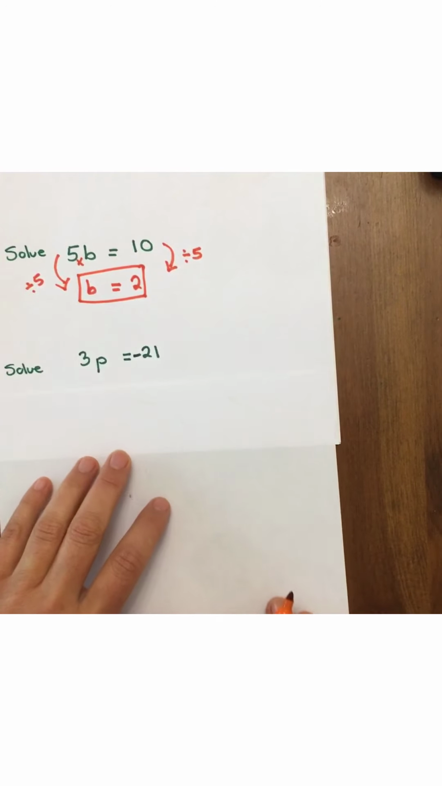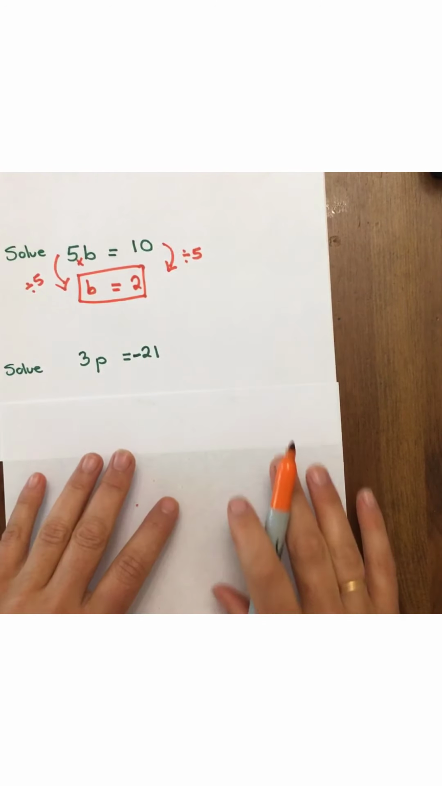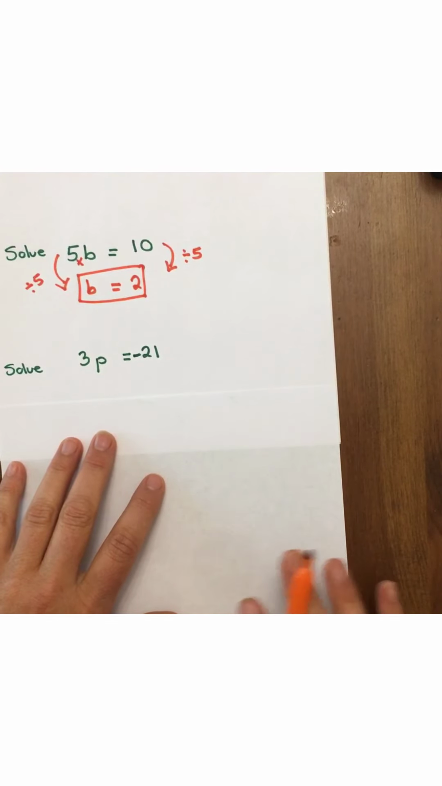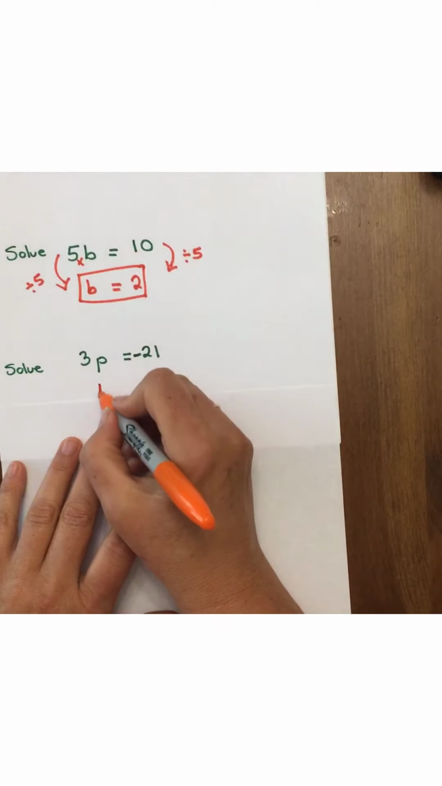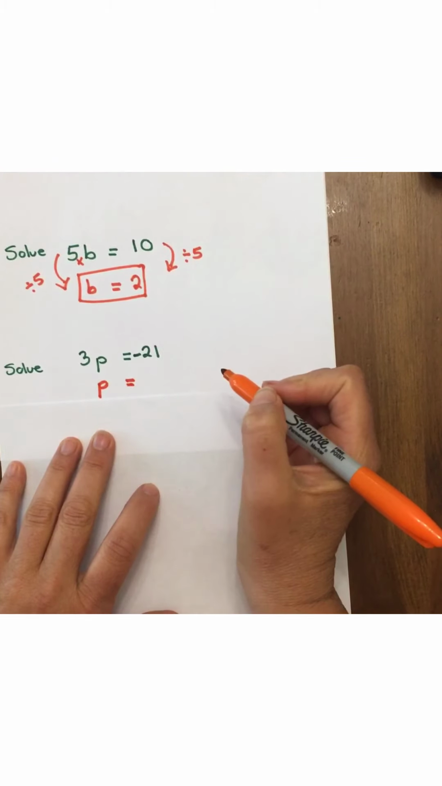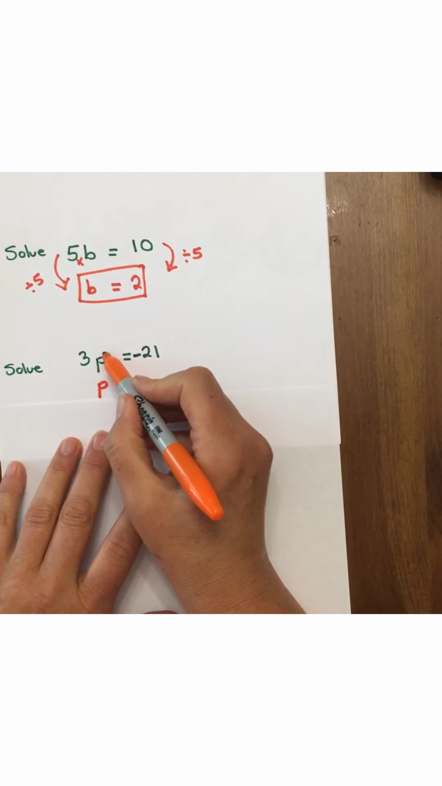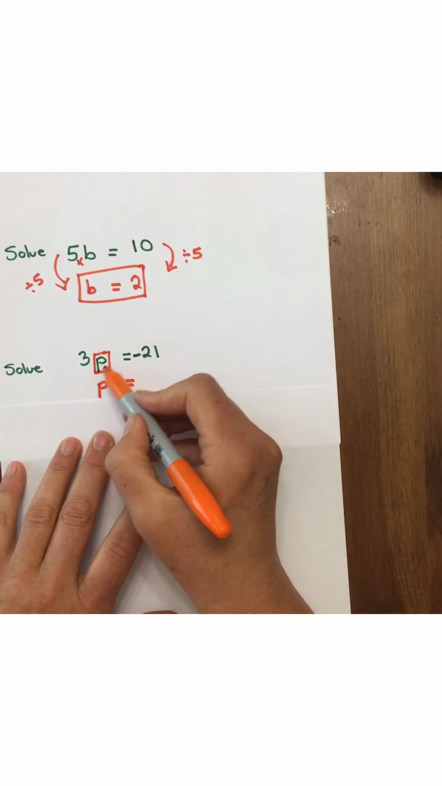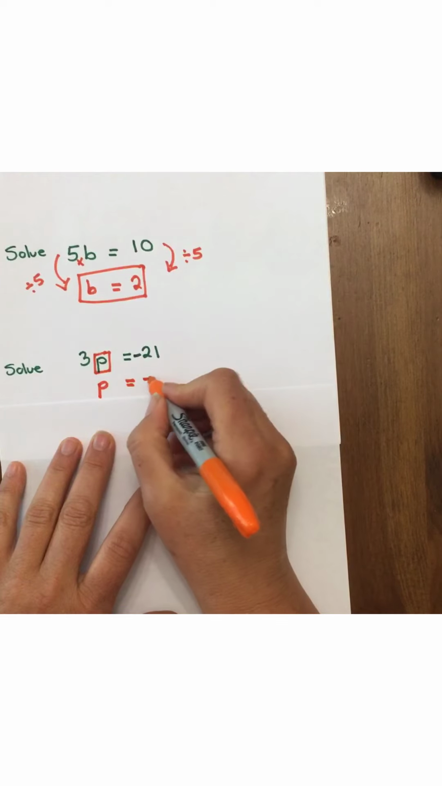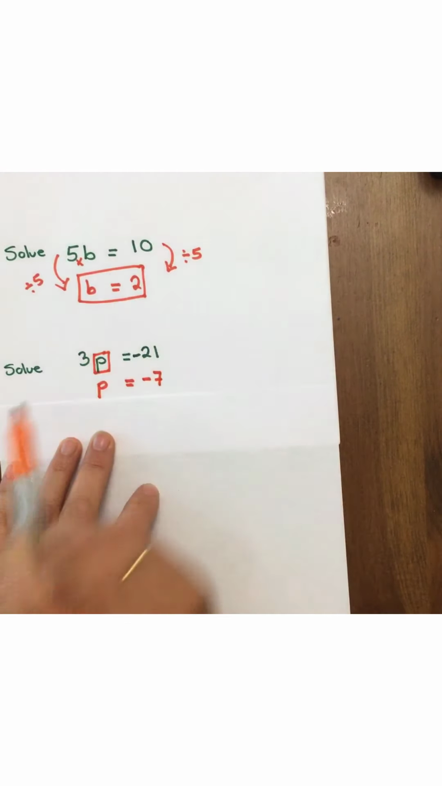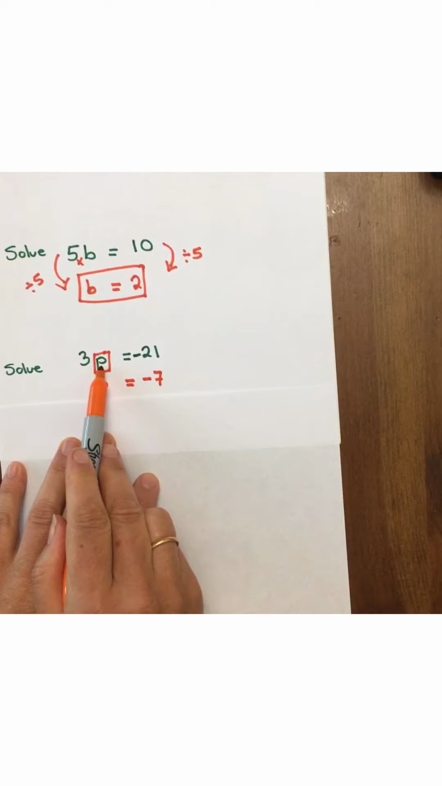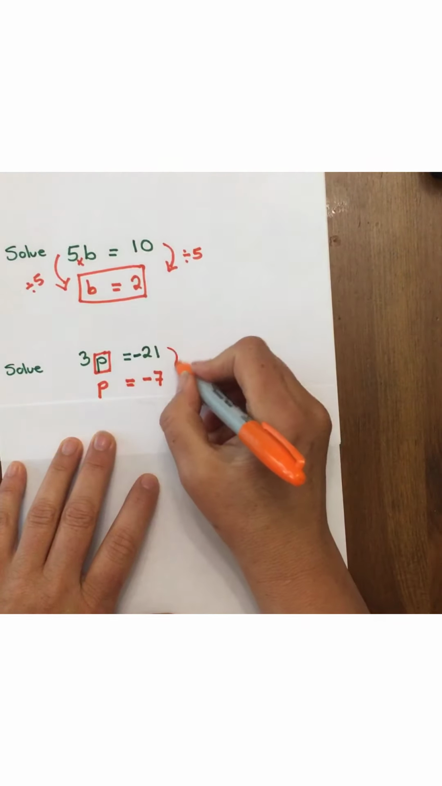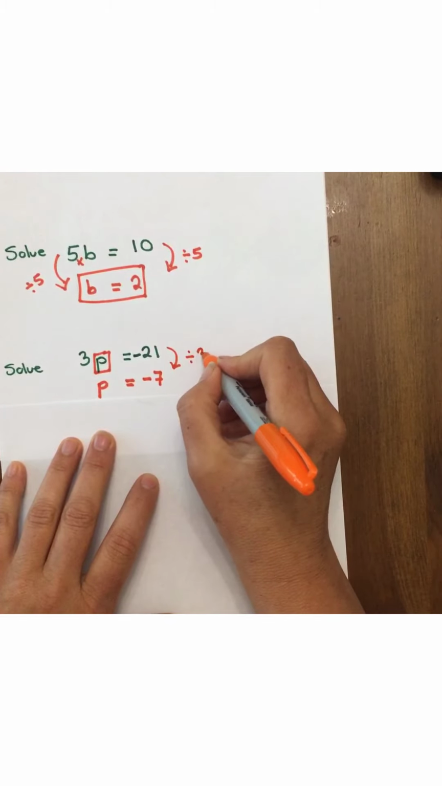Okay, let's look at one more example. Solve 3p equals negative 21. Don't worry about the negative, it's exactly the same method. I want to know what 1p is. So 3 times something is negative 21. What's the something? Well, the something must be negative 7 because 3 lots of negative 7 is negative 21. How did I do that? I divided both sides by 3.